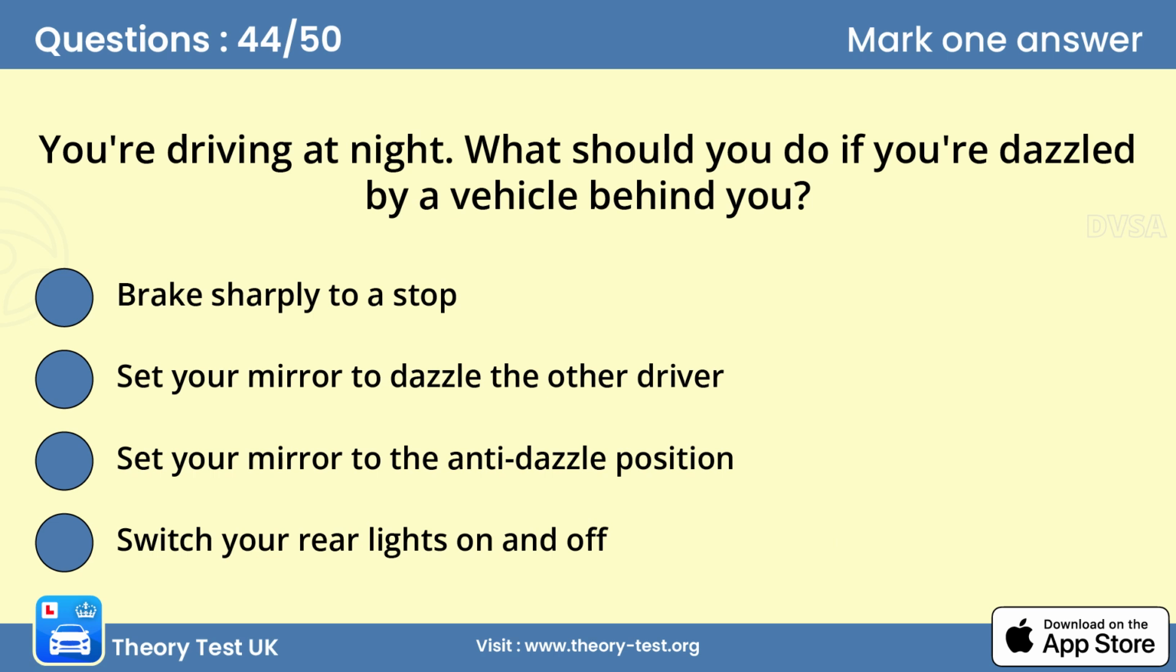Question 44. You're driving at night. What should you do if you're dazzled by a vehicle behind you? C. Set your mirror to the anti-dazzle position. The interior mirror of most vehicles can be set to an anti-dazzle position. You'll still be able to see the lights of the traffic behind you, but the dazzle will be greatly reduced.